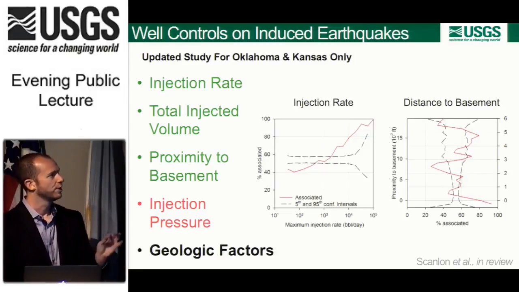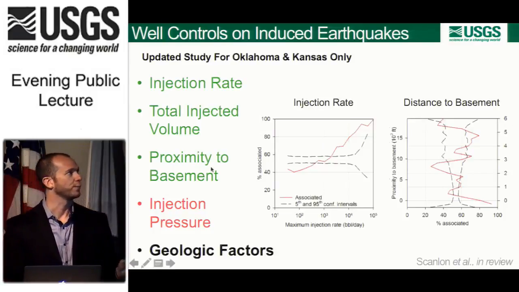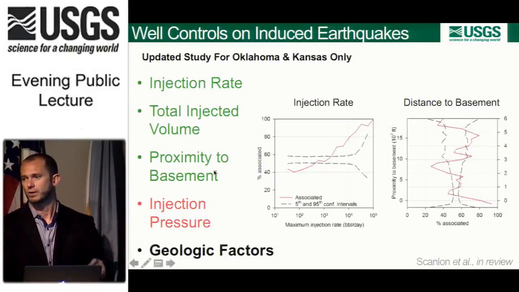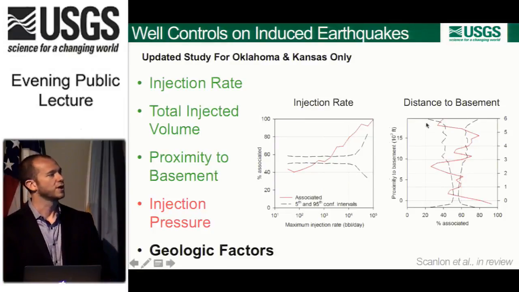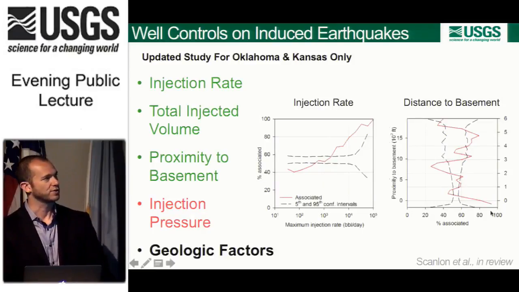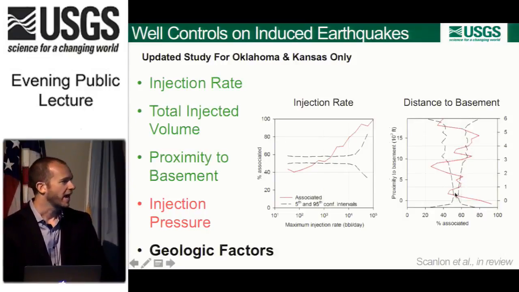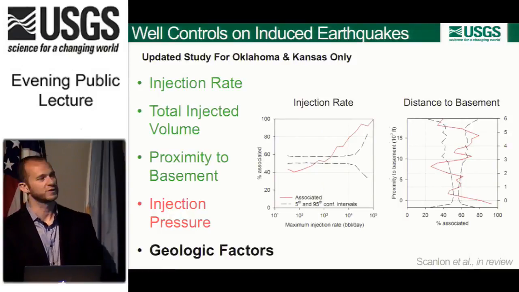Because if you're injecting at a high rate for a number of years, you're going to have a lot of total volume. But they were also able to show that proximity to basement is important, so being close to these hard rocks. So now we're looking at proximity to basement. So 0 is going to be you're injecting into basement, and this is the percent of the wells that are associated. So you can see the red line is showing the percent associated, the black lines are showing random. And so you can see until you get to about half a kilometer, so 2,000 feet or so away from the basement, you're more or less looking at a random association.